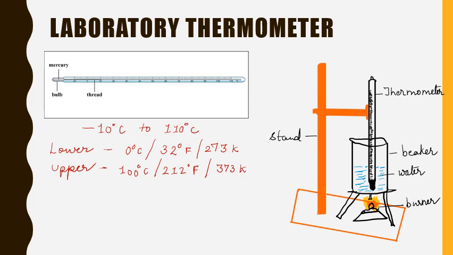Now once we have marked the lower and the upper fixed points, the space between the two fixed points is then equally divided and further subdivided. The larger the number of subdivisions, the more accurate the thermometer will be to read. And to use the thermometer, it is kept in contact with the object whose temperature is to be measured, and the level of the mercury in the capillary is read against the scale printed.